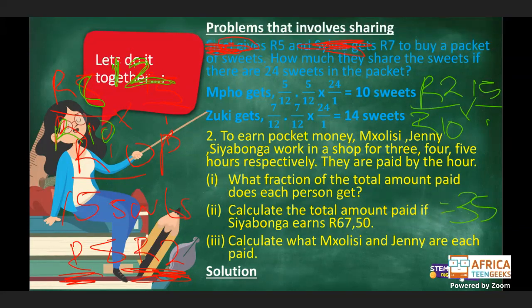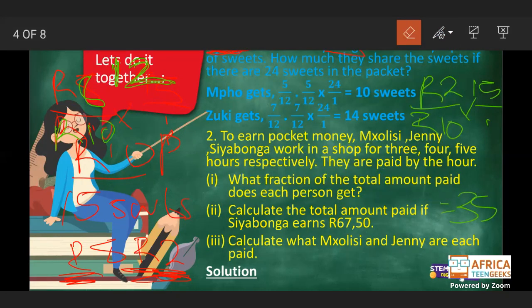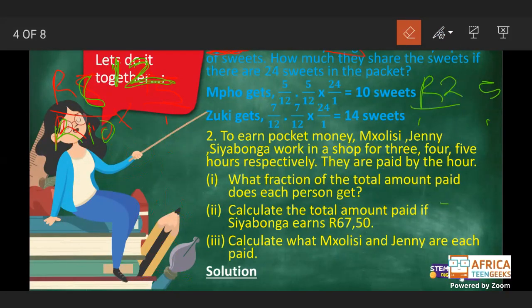So let's do this example then, because I've explained what this question requires us to do.